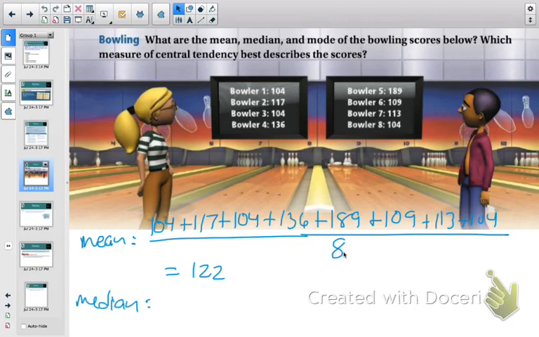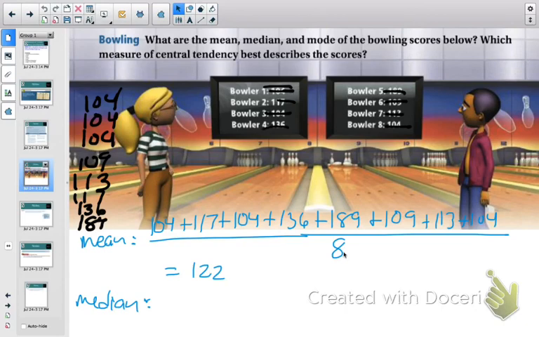Before you can find the median, we want to put them in order from least to greatest. So let's hurry and do that. My smallest number is 104, and I have that 3 times. So 104, 104, 104 takes care of those 3. Then 109, 113, 117, 136, and 189.